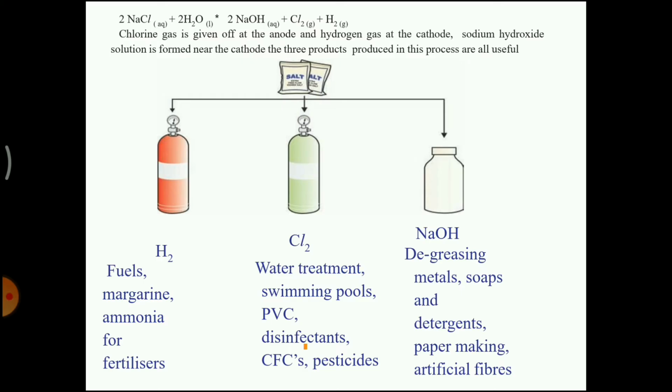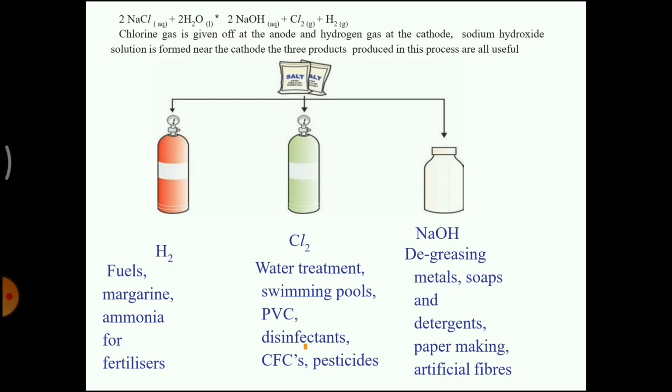See the picture. At cathode, hydrogen gas. At anode, chlorine gas is released. Hydrogen is used in fuels, margarine, and ammonia for fertilizers. Chlorine gas is used for water treatment, swimming pools, PVC, disinfectants, chlorofluorocarbons (CFCs) and pesticides. Hydrogen gas and chlorine gas are useful for making hydrochloric acid, for cleaning steel, ammonium chloride, medicines and cosmetics.